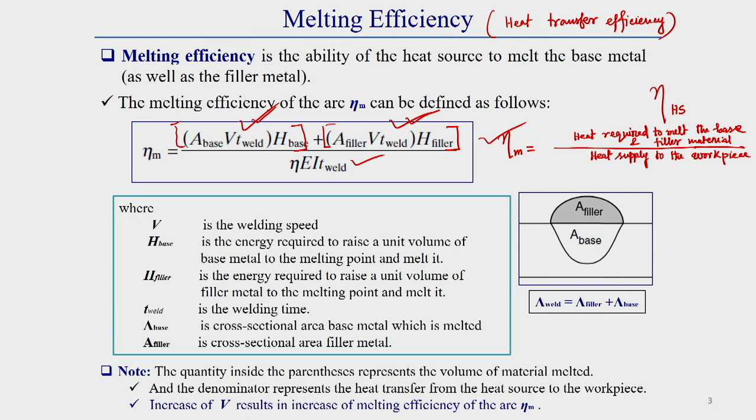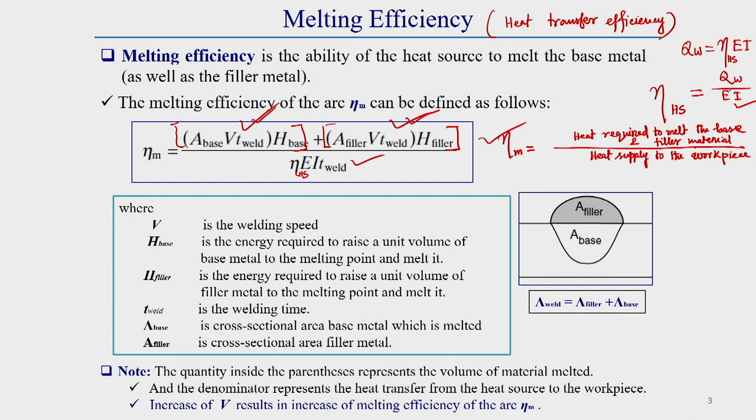So how much heat is coming to the workpiece, we can easily find out. It is represented in terms of Q divided by EI. We have already discussed that heat source efficiency is equal to the heat absorbed by the workpiece divided by EI. So from here Q_W we can represent as eta_S into EI. Here T weld represents the weld time.